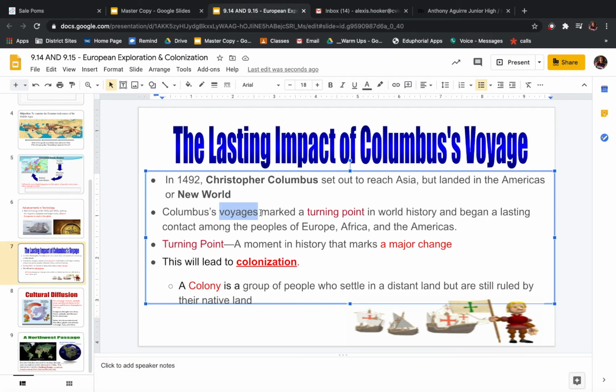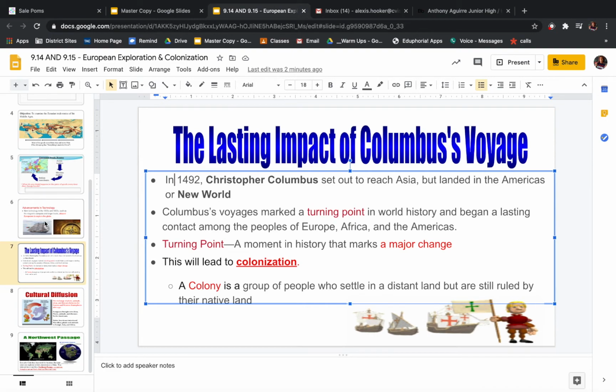What does voyage mean? Even though this is not highlighted and I don't have a definition given to me like I have for turning point and colony, I can use my context clues to figure out what voyage means, okay? So Columbus's voyage. Columbus. That means this is something he did. What did Columbus do? Well, it tells us in the first one. In 1492, Columbus set out to reach Asia, but he landed in the Americas. So, how could Columbus set out to go anywhere?